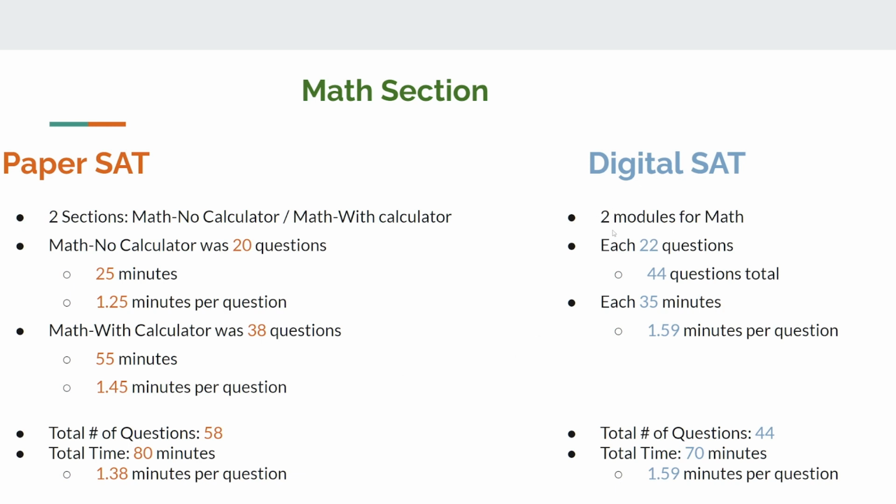The digital SAT, on the other hand, has two modules for math. Each of these modules has 22 questions, so there's a total of 44 questions, and each of these modules is 35 minutes long. So this means that there's roughly 1.59 minutes per question.